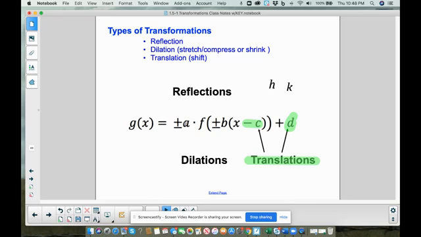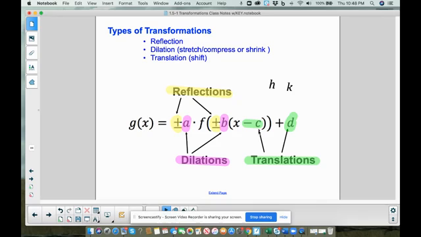Now, there's two sorts of reflections. You've probably worked mostly with vertical reflections. These ones here are horizontal reflections. Your pluses or minuses in front of a coefficient, either a coefficient in front of the function or a coefficient in front of the x within the function, are going to give you a reflection if they're negative. And these actual coefficients themselves are going to give you a stretch or a shrink of your function. So we need to know this, and we need to know how they work.